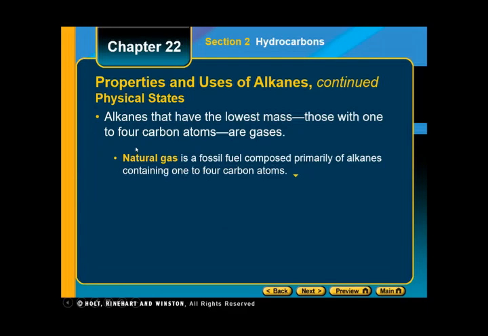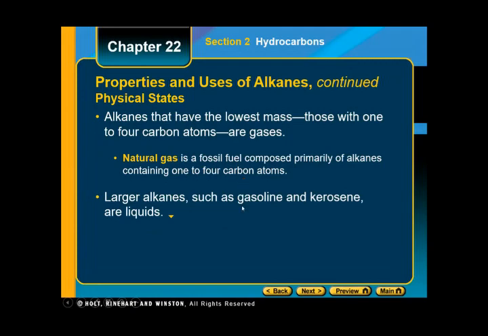If you have an alkane with 1 to 4 carbons, so you have methane, ethane, propane, and butane, all of these are gases. So the first four examples of alkanes are gases. Natural gas is a fossil fuel composed primarily of alkanes containing 1 to 4 carbon atoms. The most common natural gases we use are methane, propane, and butane, by the way.